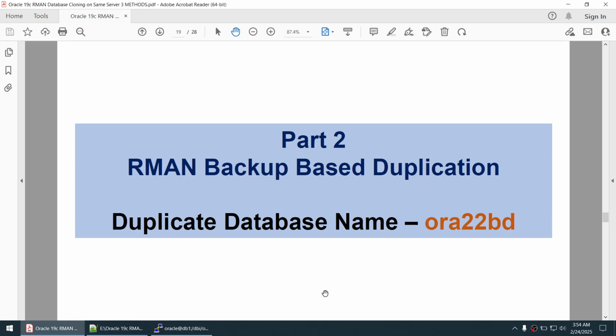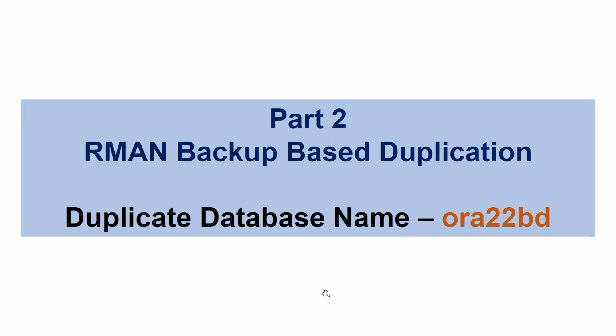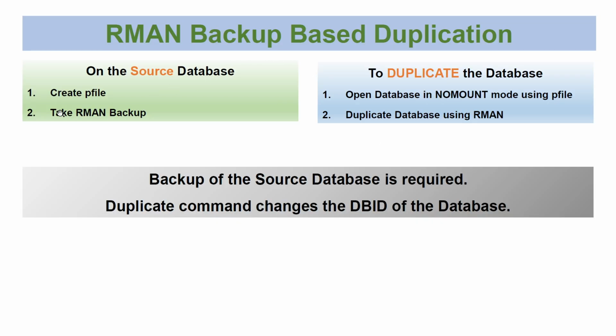In backup based duplication, we will duplicate the database with the name aura22bd. BD stands for backup based duplication, B and D. Here, we need to create the P file, which we have already done in the first part, so I'm not going to create it once again. But we need to take the RMAN backup. Remember, in the first lab, we did not take the RMAN backup. Here, we need the RMAN backup.